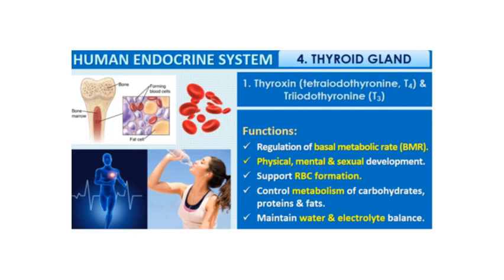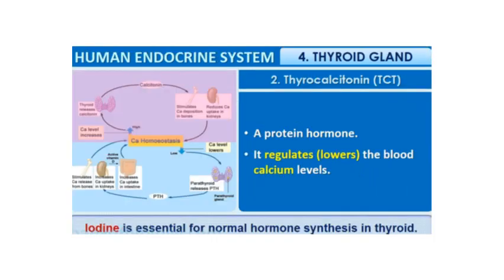The functions of thyroxine, that is T4 and T3, are similar. These include the regulation of basic metabolic rate, physical, mental, and sexual development. They support RBC formation. They control metabolism of carbohydrates, proteins, and fat. And they also help in maintaining water and electrolyte balance. Thyrocalcitonin is a protein hormone which lowers the blood calcium level.